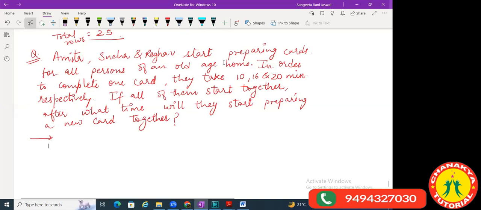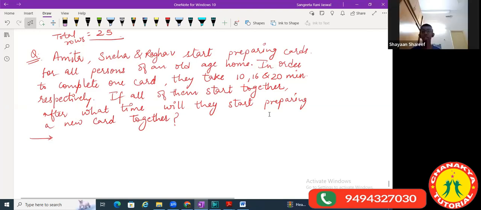Okay, Shreyan, you read the question and explain the question. Amita, Sneha, and Raghav start preparing cards for all persons of an old age home. In order to complete one card, they take 10, 16, and 20 minutes respectively. If all of them start together, after what time will they start preparing a new card together? So we have to find the LCM here, and I got the answer. It's 80.